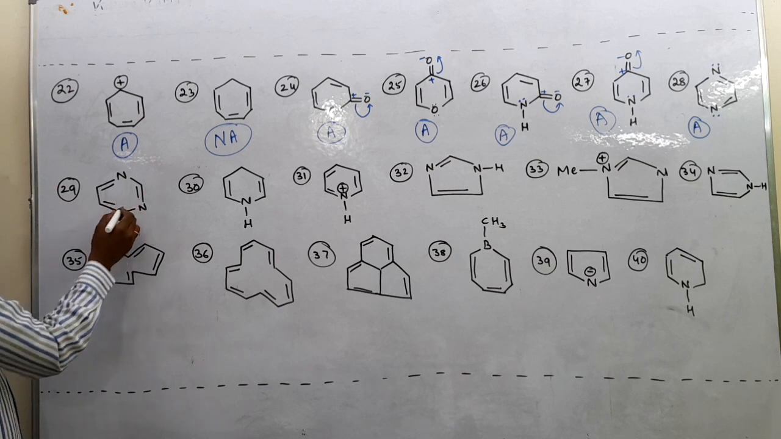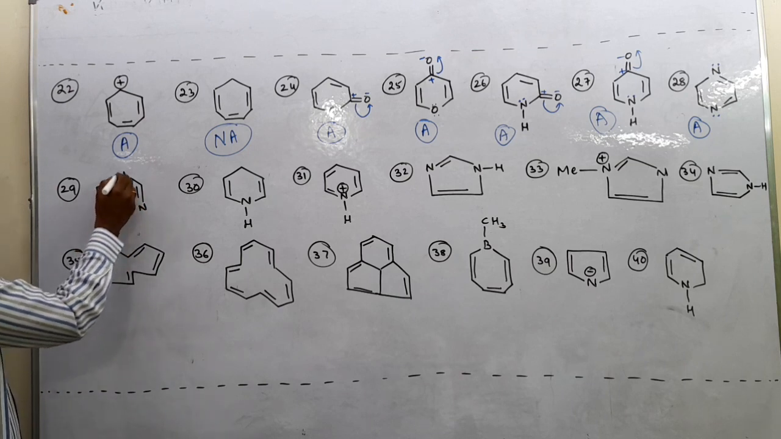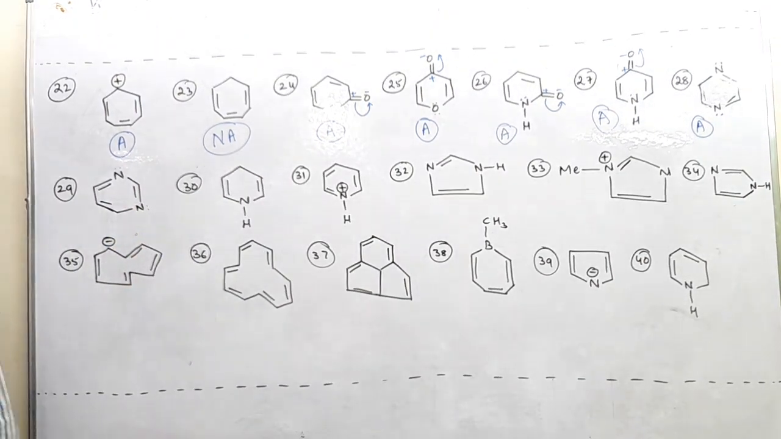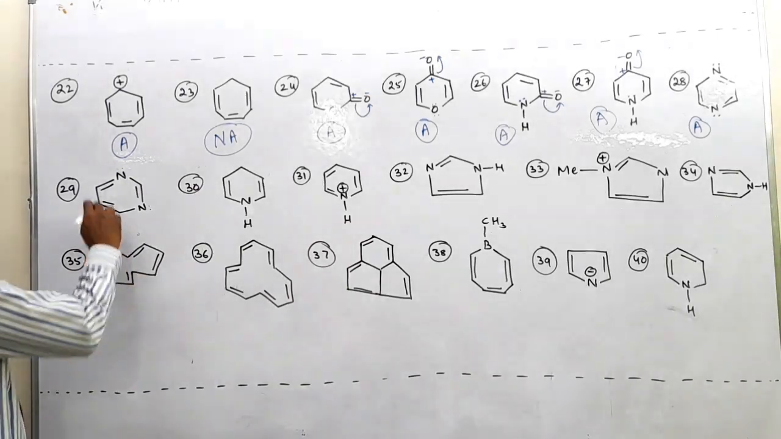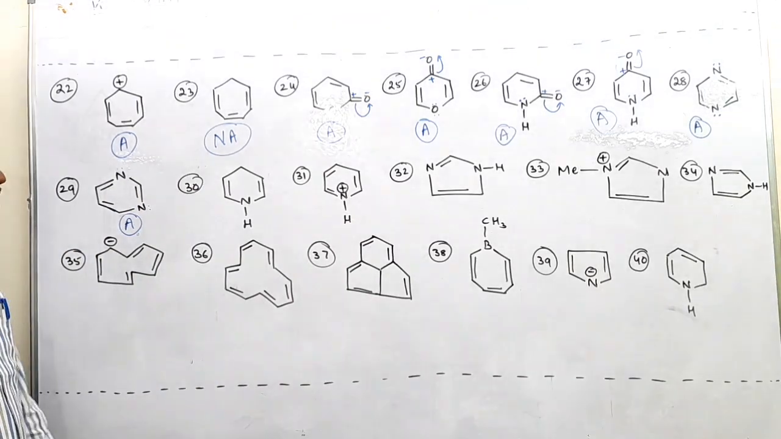But here if you notice, this is pi, sigma, pi, sigma, pi. Even the lone pairs are not involved. Here also the lone pairs are localized. But it is also 6 pi electrons, and closed conjugation is there. This can also be taken as aromatic.